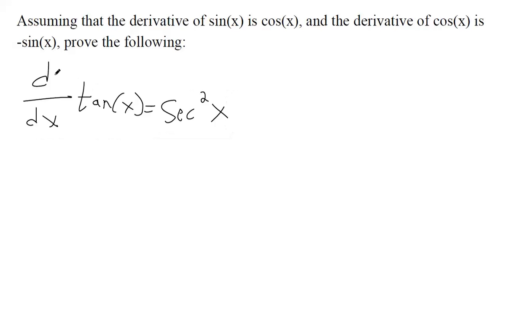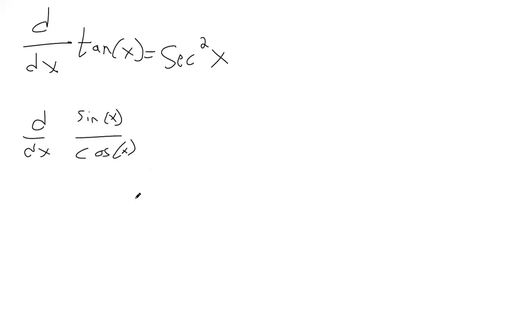So it's a proof, which means you're supposed to just take the left side and rework it until it matches the right side. Okay, so the first thing I'm going to do is rewrite tangent in terms of sine and cosine. Tangent is sine of x over cosine of x. Anytime you see tangent, you can always rewrite it in this form. Maybe it won't help, but sometimes it will.